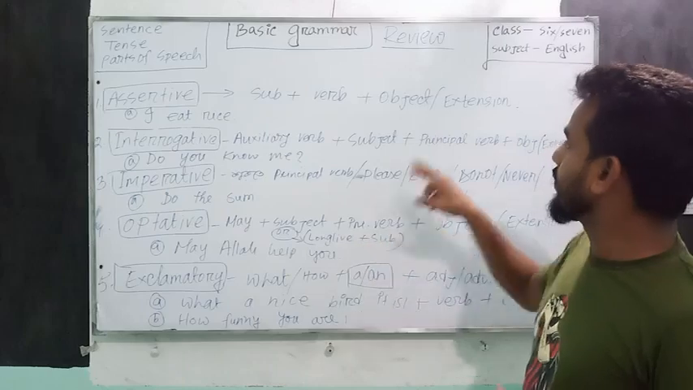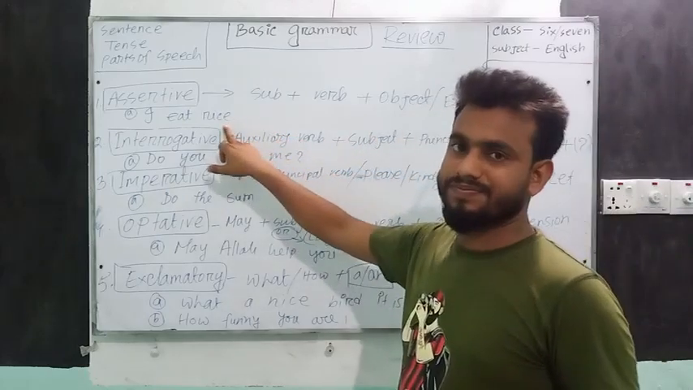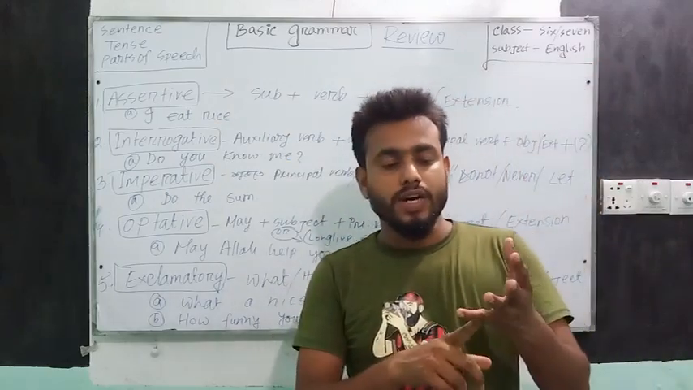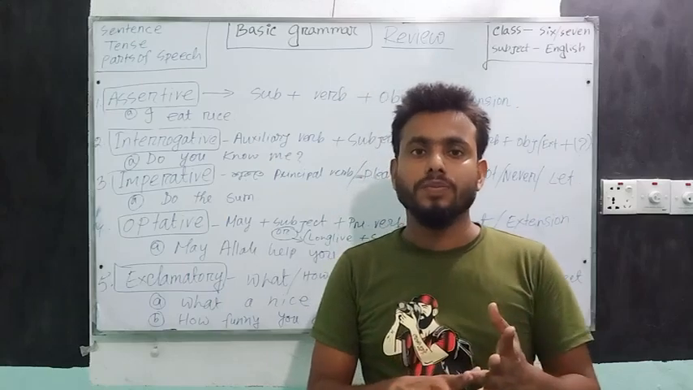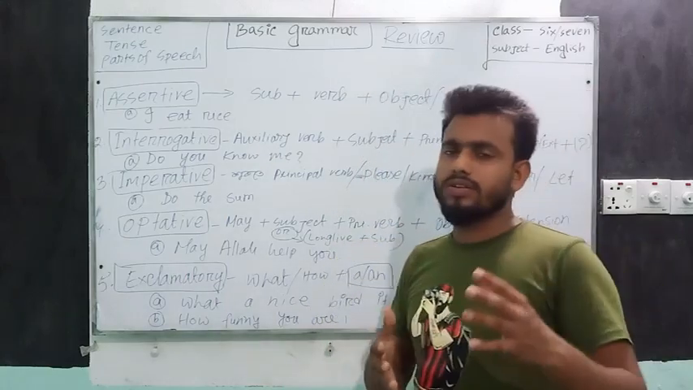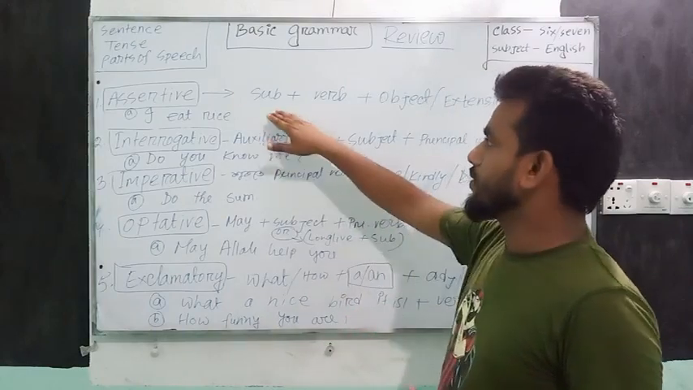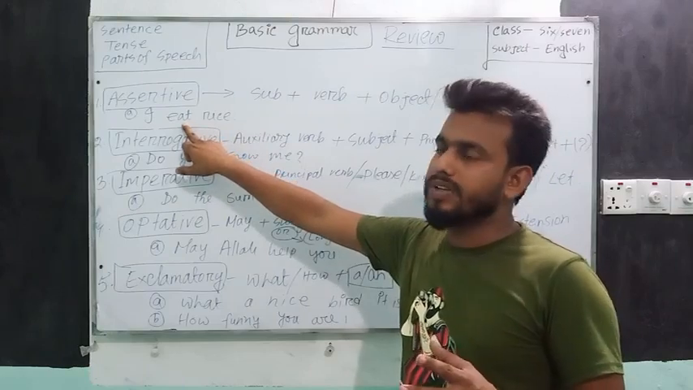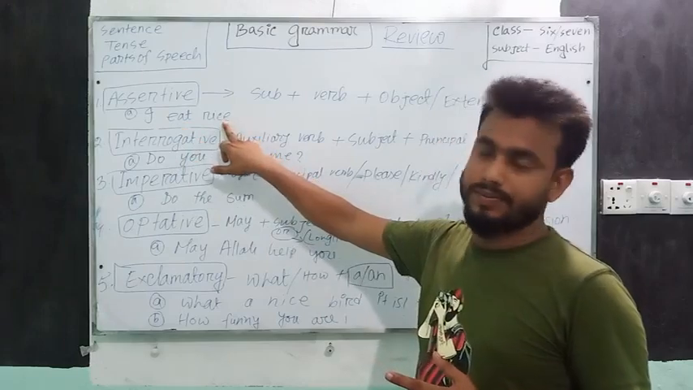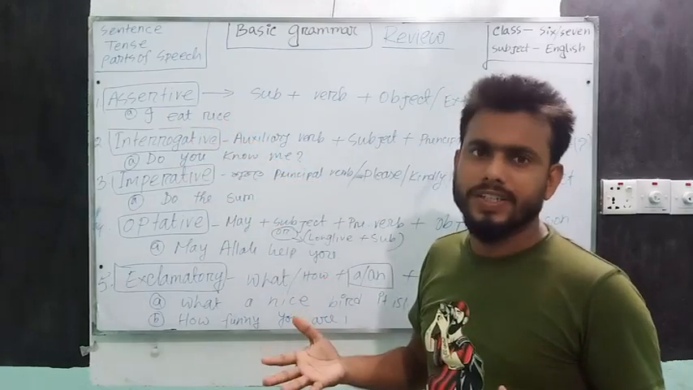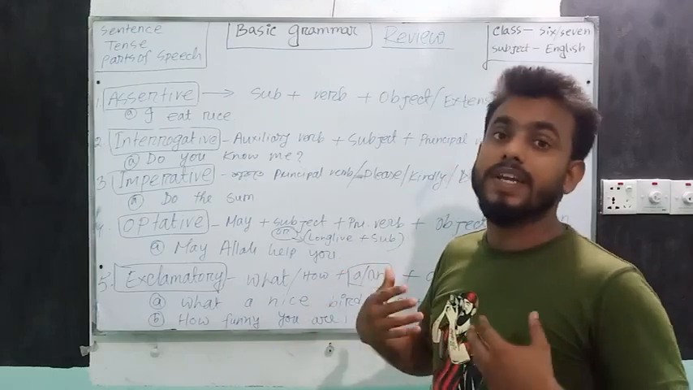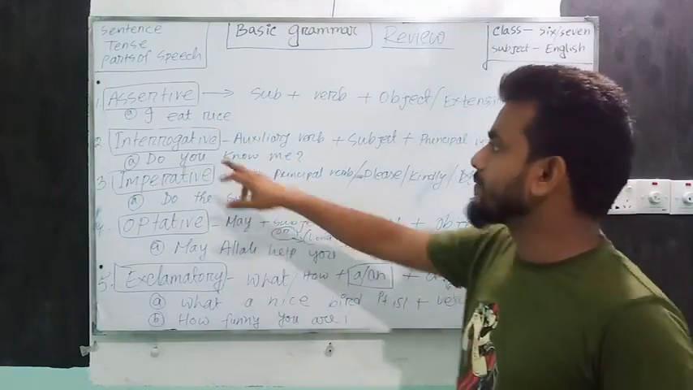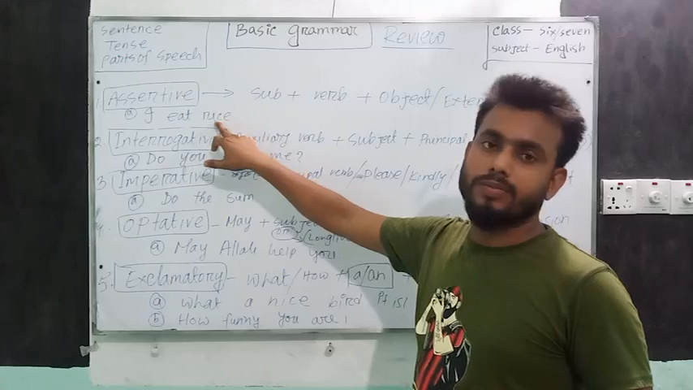So how can you find out whether this is an object or extension? This is very simple. Whenever there is a double question like what, how, when, where, whom, etc. There are lots of double questions in our English grammar. So whenever you ask the question to the verb about what or whom, the answer is the object. Like I eat. What do I eat? Rice. The answer is rice.